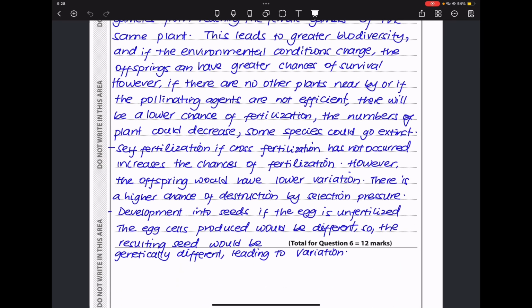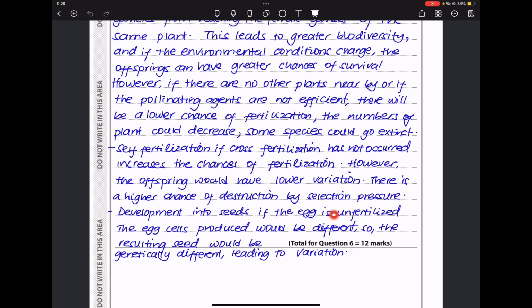Now, for self-fertilization, if cross-fertilization has not occurred, this increases the chances of fertilization. However, the offspring will have lower variation. This is because both gametes are coming from the same plant, so there is a higher chance of destruction by selection pressures. This is if the environmental conditions change.